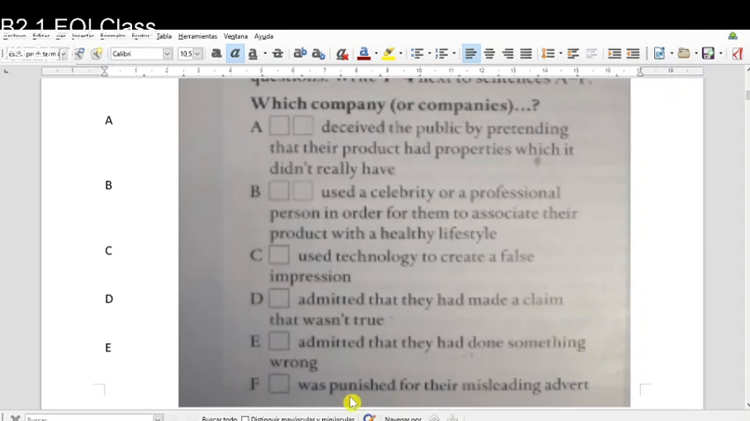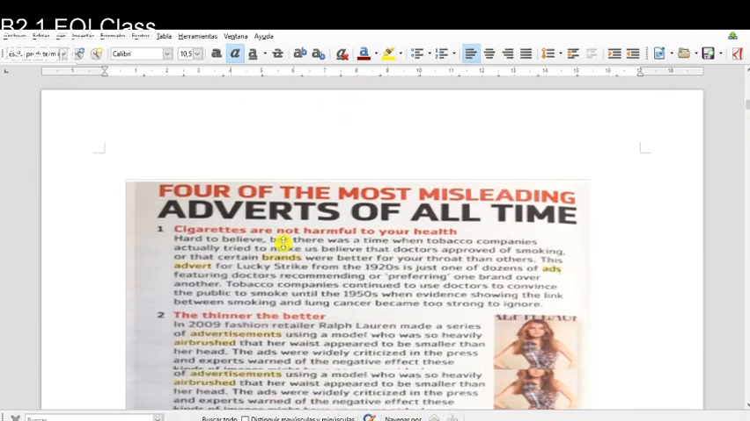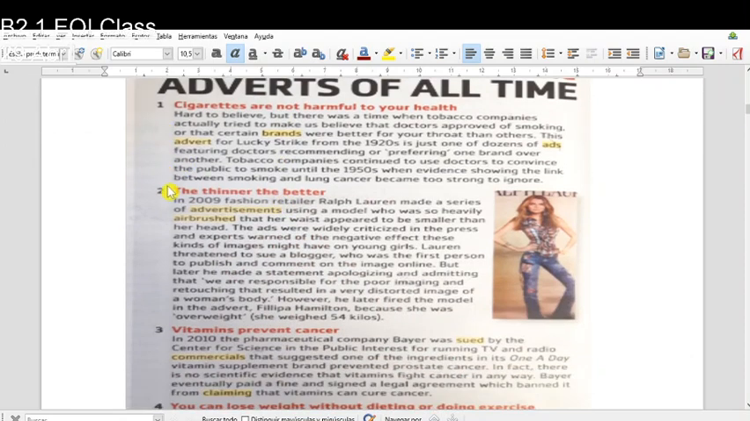Castigado. Punished. Then, the first exercise for you to do is going to do this. Then, which company? Then you have to write advert 1 or advert 3. Yeah? Then here you have advert 1. Advert 2.